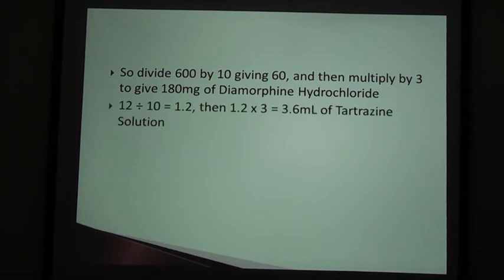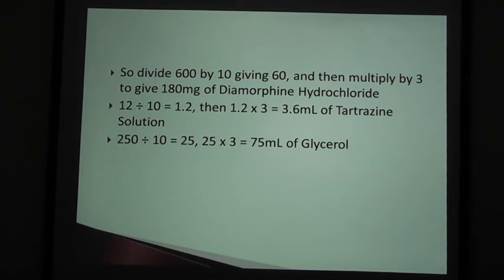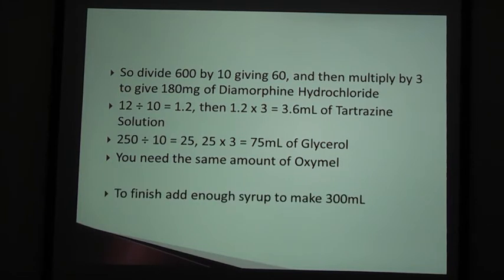So if we actually do that, divide 600 by 10, giving 60, multiply by 3 gives you 180. 12 divided by 10, then 1.2 times 3 gives you the tartrazine. The 250 divided by 10 gives you 25, multiply that by 3 gives you 75 for the glycerol. And you don't need to do the same calculation again because it's the same for the oxymel. So again, this is showing you another way of working out the relationship and getting it done quickly and in your head partly. Add enough syrup to make 300 mils.